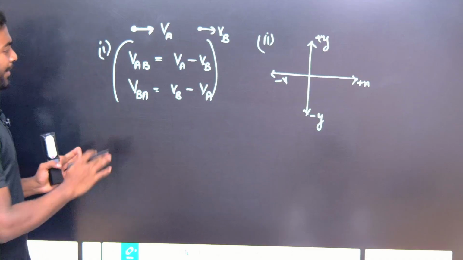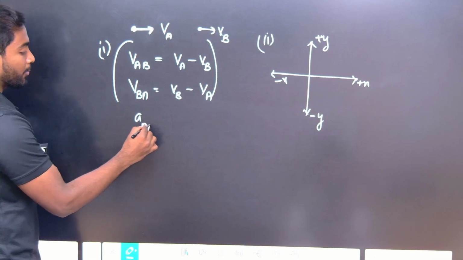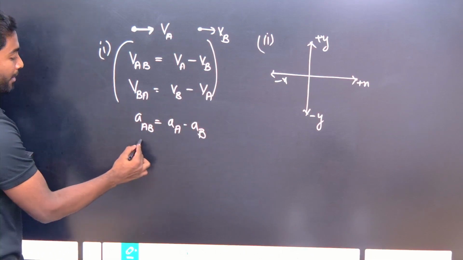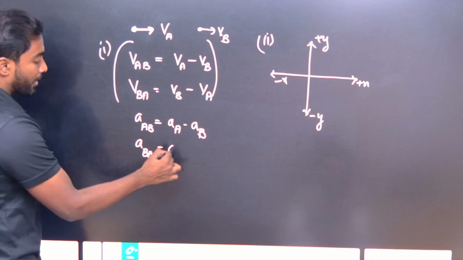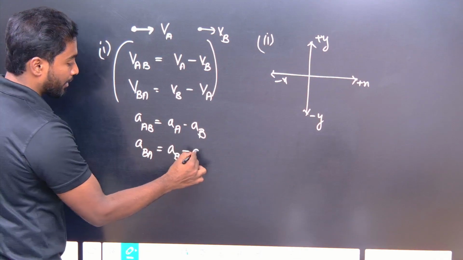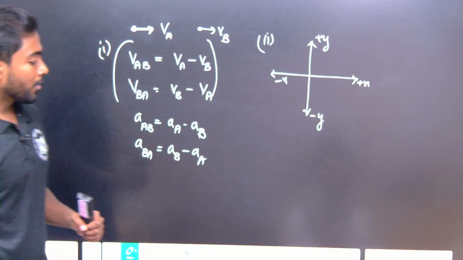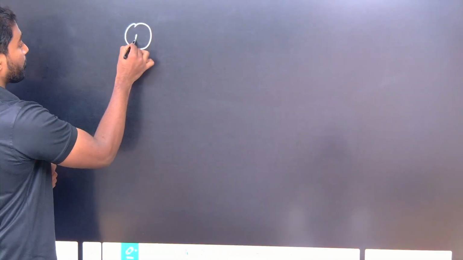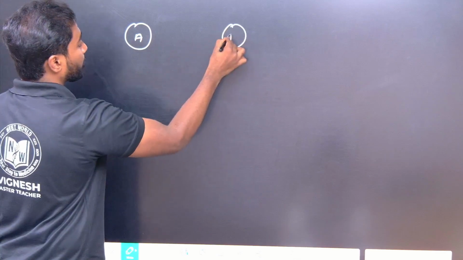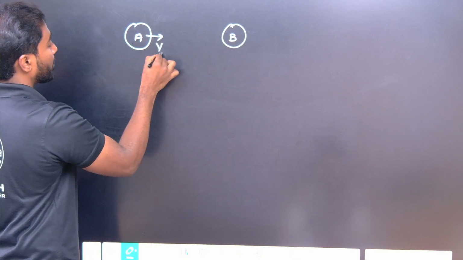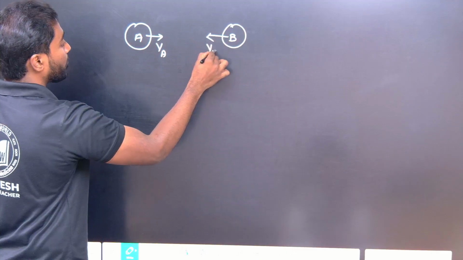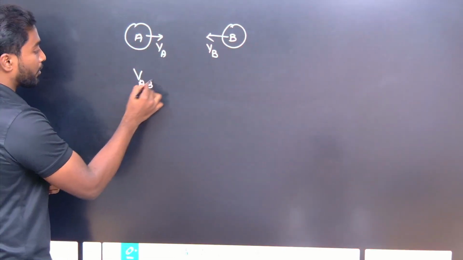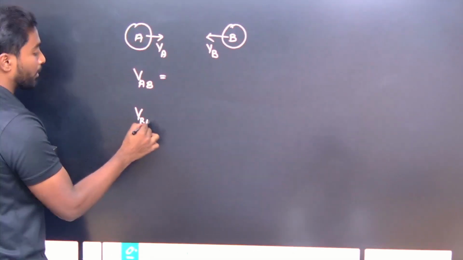Same thing for acceleration also. Acceleration of A with respect to B is equal to acceleration of A minus acceleration of B. What about acceleration of B with respect to A? Acceleration of B minus acceleration of A. Now we are going to take two objects, object A going with velocity VA and object B going with velocity VB. I want to find the velocity of A with respect to B and the velocity of B with respect to A.